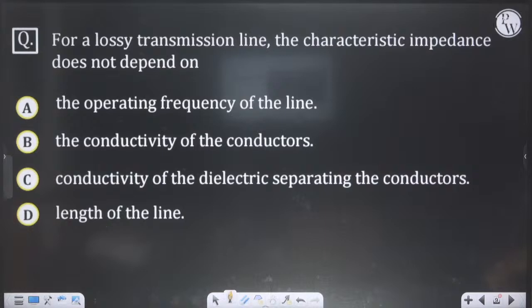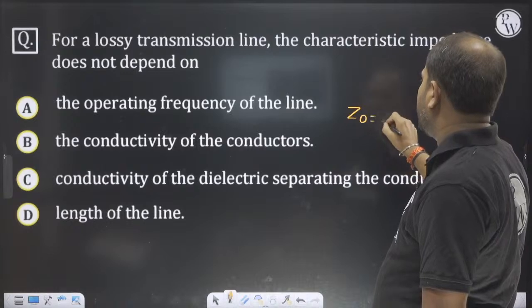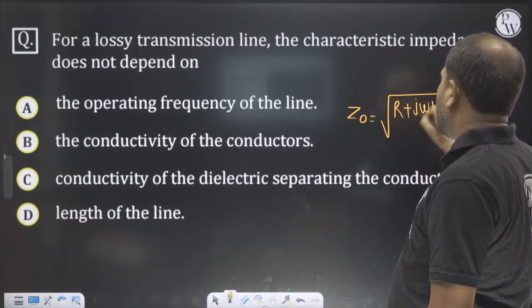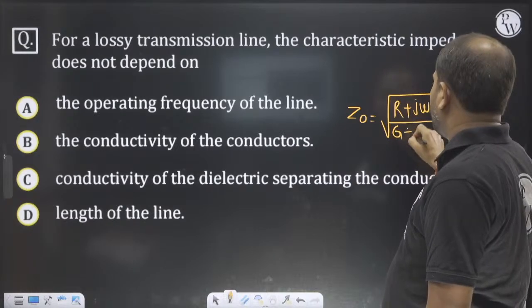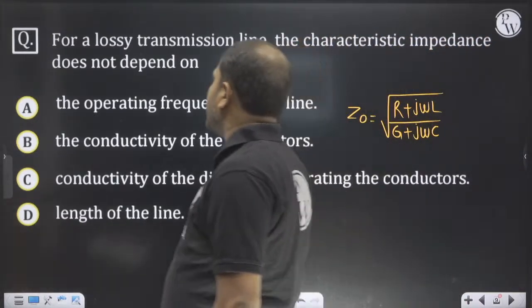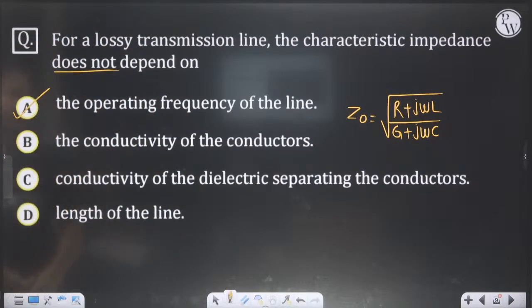Next, in a lossy transmission line, characteristic impedance depends upon. So in a lossy transmission line, Z0 is equal to the square root of R plus j omega L over G plus j omega C. Operating frequency of the transmission line, they are asking; it depends.